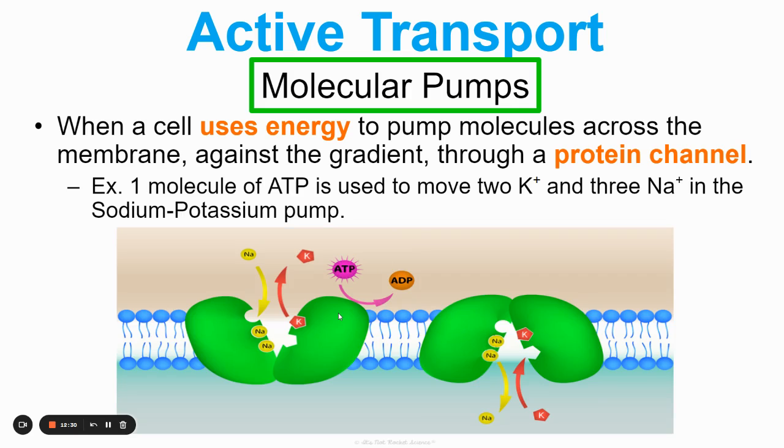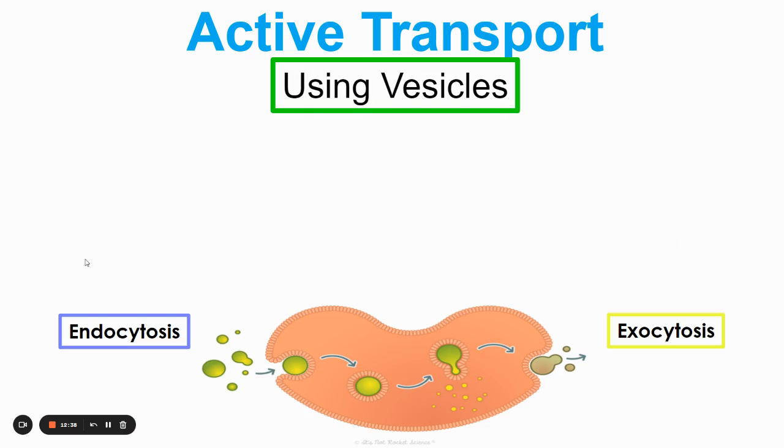And here's another way to look at that. So sodium's coming in, potassium's heading out, and we're using ATP to make that happen. Okay, so here's the other way active transport can take place, and that's using something called vesicles. And a vesicle is essentially where a cell has used its membrane to kind of surround something, and it makes like a little bubble within a bubble.